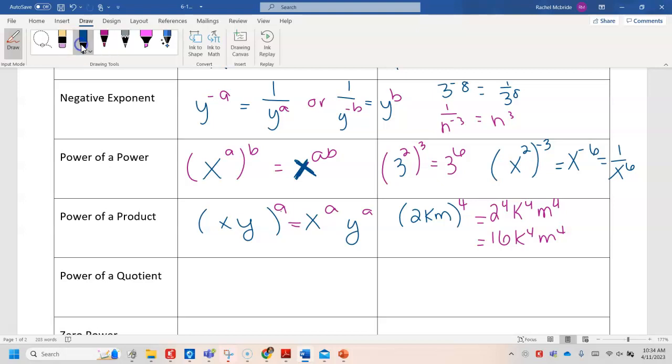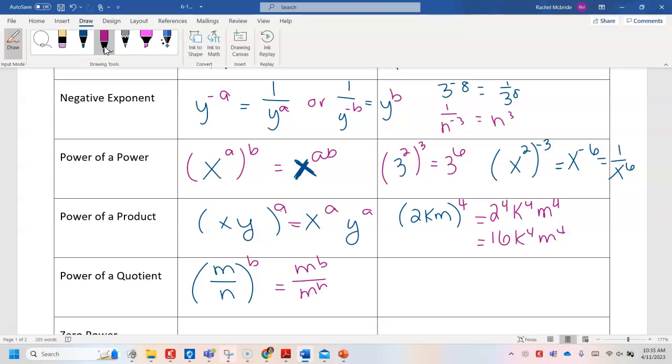Similarly, a power of a quotient works in the same way. So if I had m divided by n raised to the b, then that's really like m to the b over n to the b. So that power goes to both terms inside as well.